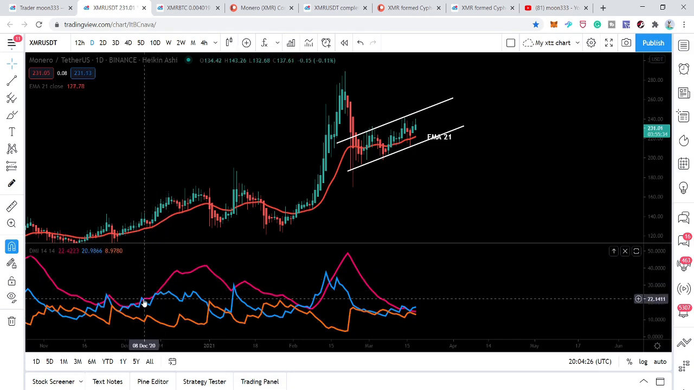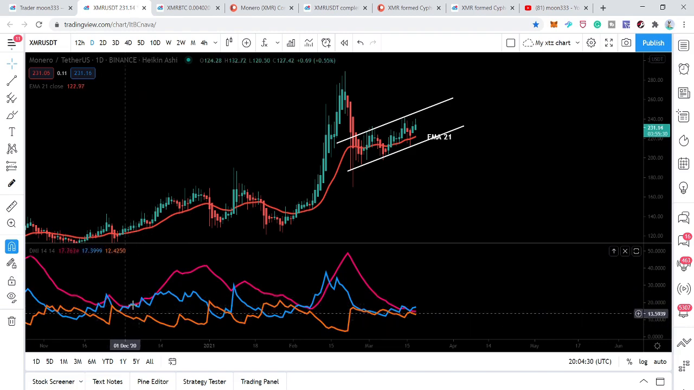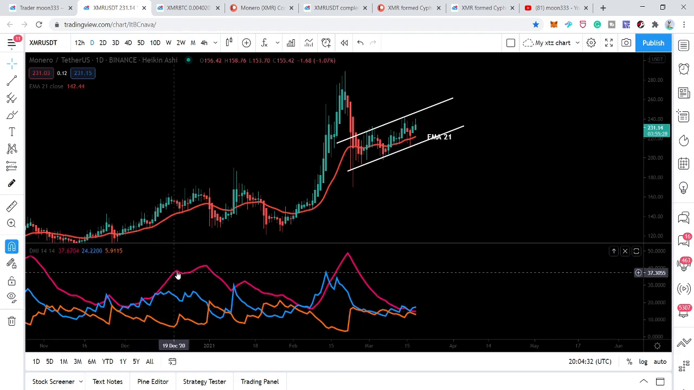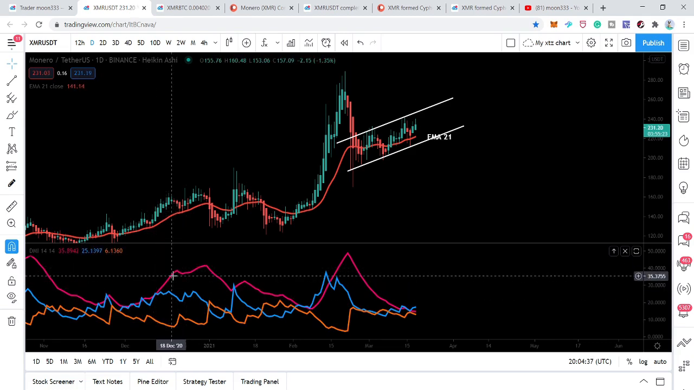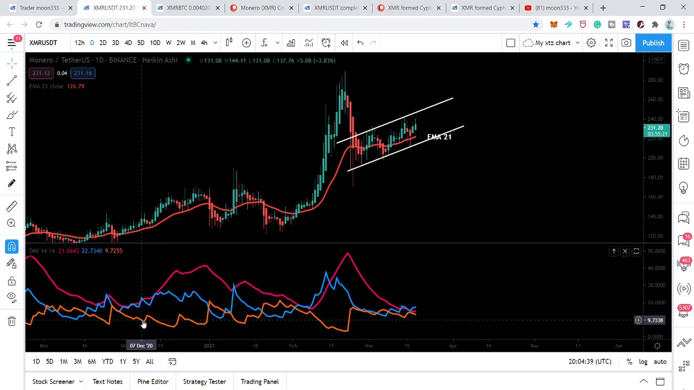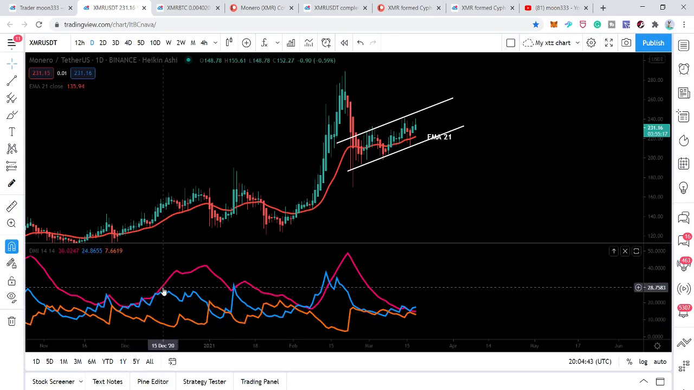For example, at this time we can see that this blue line was above this orange line and ADX was up. So at that time, the ADX was showing the power of bulls. If we would have the orange line, this bearish line, above this blue line, and ADX up, then ADX would be showing the power of bears.